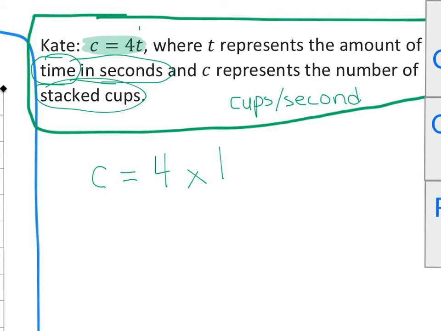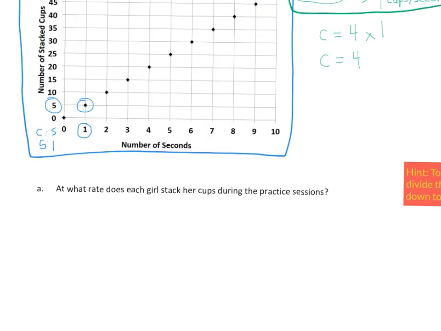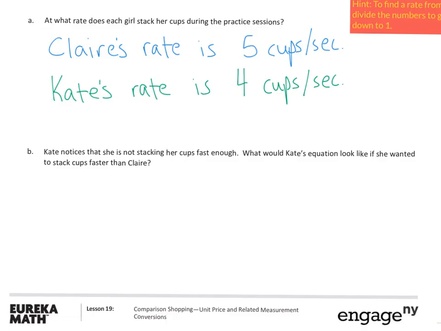So clearly 4 times 1 is 4, and therefore C equals 4, which means since C is what I'm going to be putting here in my rate, the rate is 4 cups per second for Kate. And now you can see that I have answered question A. I have their rates. I'm going to rewrite that here. And now that I've done that, I'm going to move to question B.